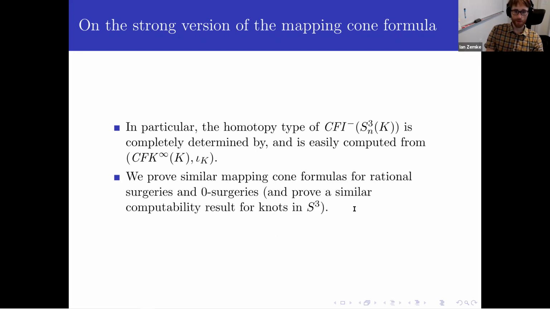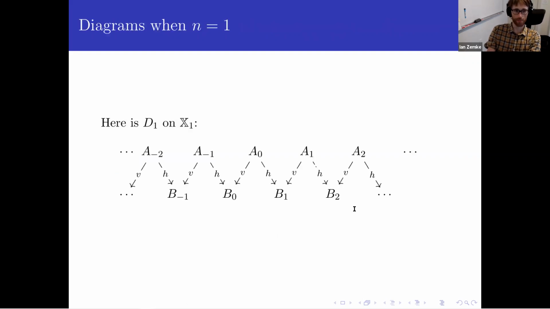There are also formulas for the rational surgeries like p over q surgery, and also for zero surgeries. But they're just sort of similar. I won't state those, but here's a diagram to tell you where the maps go. So here's the differential D1. Let's do the +1 surgery.